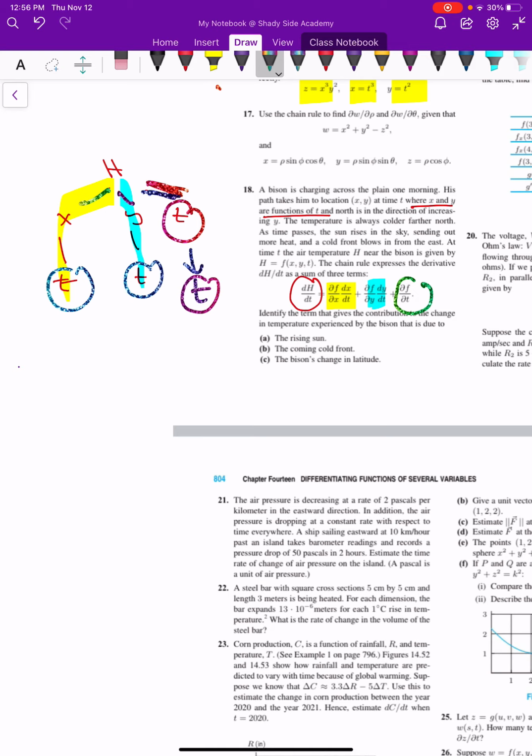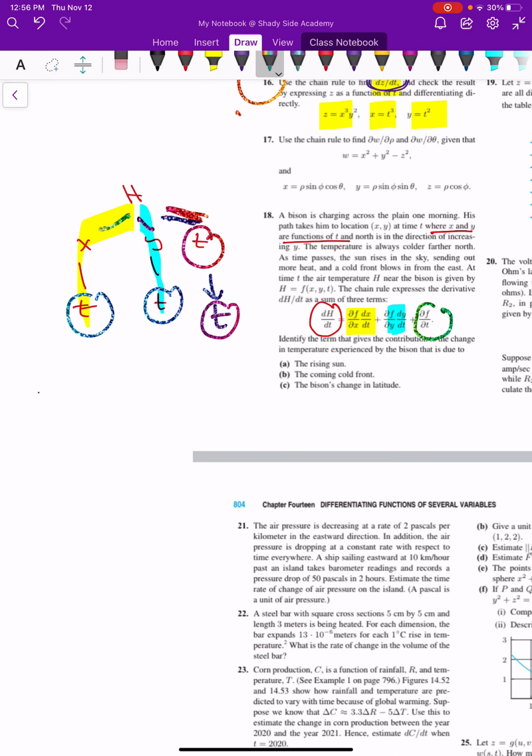Now, let's talk about how each of these branches, the yellow term, blue term, and this rainbow sparkly term, what those are all describing. Well, the yellow branch, everyone: h is a function of x, which is a function of t. This is going to talk about x, the horizontal displacement. So this is the east-west movement of the bison. That's dx/dt. The blue branch right here is dh/dt by way of y. So this is going to be the north-south movement of the bison.